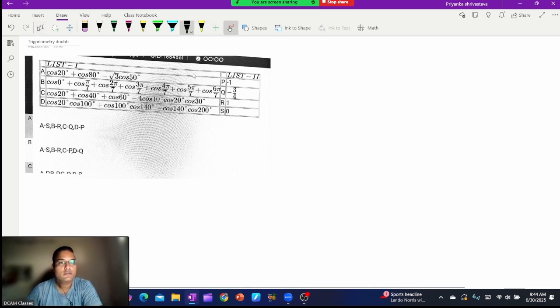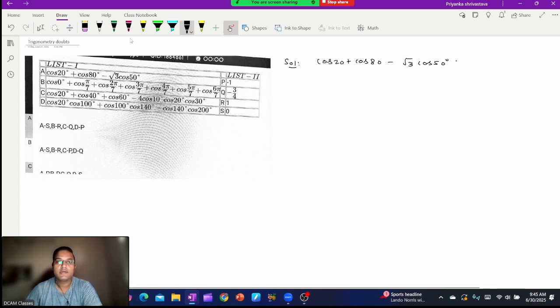Let us try to solve this question. The question number 1, part 8, cos 20 plus cos 80 minus root 3 cos 50.